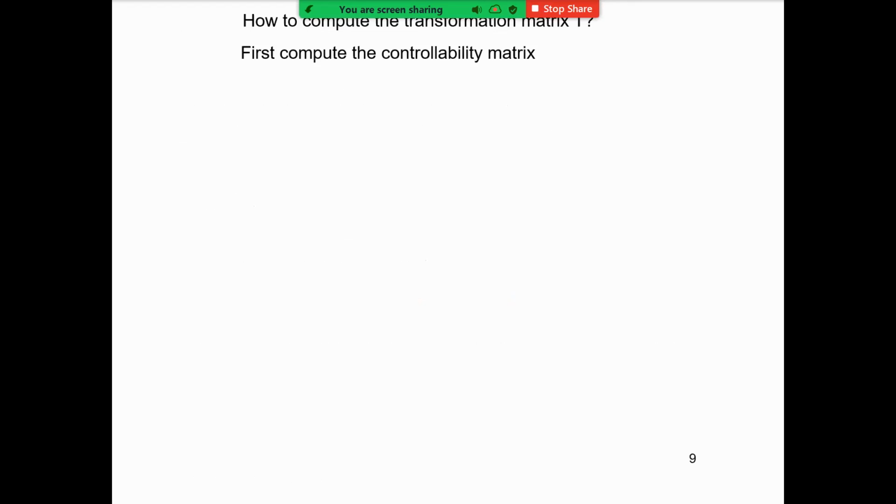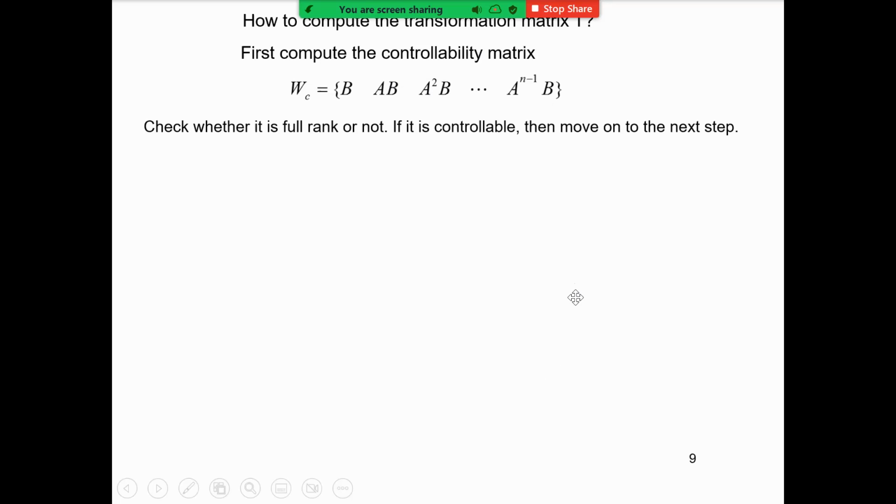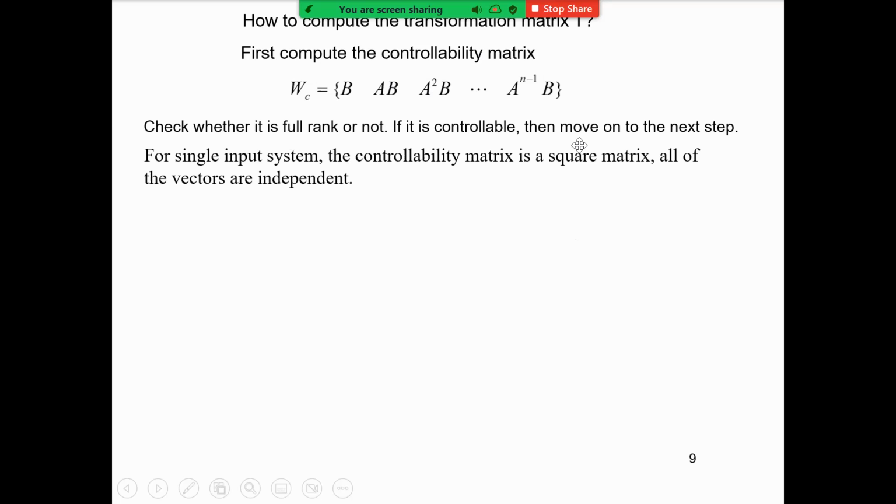Okay, how do we get the T? You first get the controllability matrix. This one is straightforward. You learned that in part 1. That's how you can check the controllability. This matrix has to be full rank, rank 4. If it is not full rank, of course, it is not controllable. If it is controllable, then you have to select independent vectors. For a single input system, of course, the controllability matrix is a square matrix, and all the vectors are there. That one is straightforward.